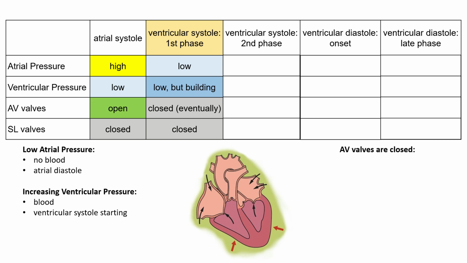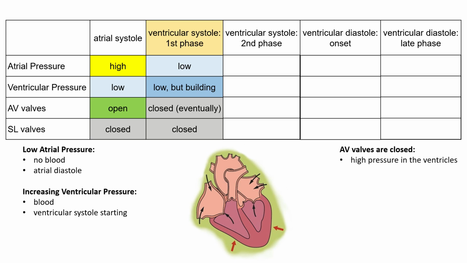Well, we know that the AV valves are closed, and this deserves a little bit of explanation. When we're talking about the AV valves being open or closed, generally speaking, they will be closed during the first phase of ventricular systole. Now, at the very beginning, they might be open for a split second, but very quickly, as the pressure differential between the atria and the ventricle kicks in, the AV valves are going to be closed. So, what's driving that closure?